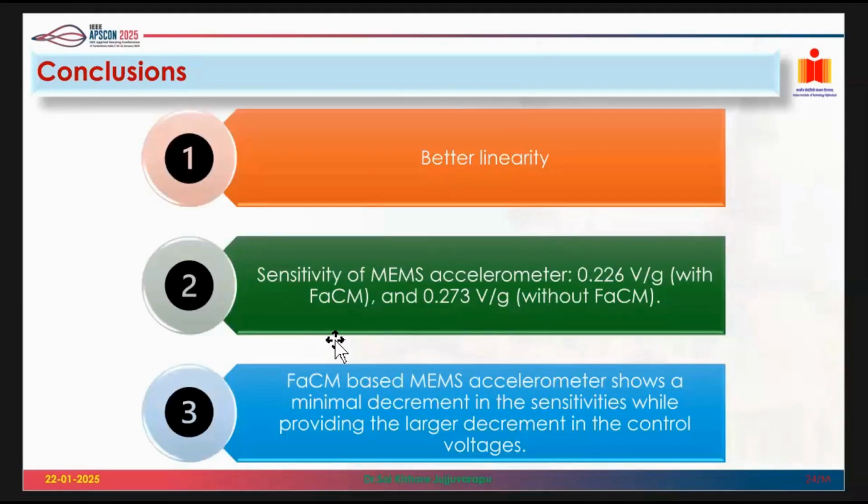So these are the certain conclusions which we derived from this work. This is the better linearity. And one thing we observed, we did the study with force amplification and without force amplification. Without force amplification, there is better sensitivity, but we need to supply more power to the system. That is not desirable. There has to be a trade-off between the voltage supply and the sensitivity. So we take a trade-off: the change in the sensitivity is very minimal, while the reduction in the control voltage is very substantial. That's the advantage we are getting from these devices.